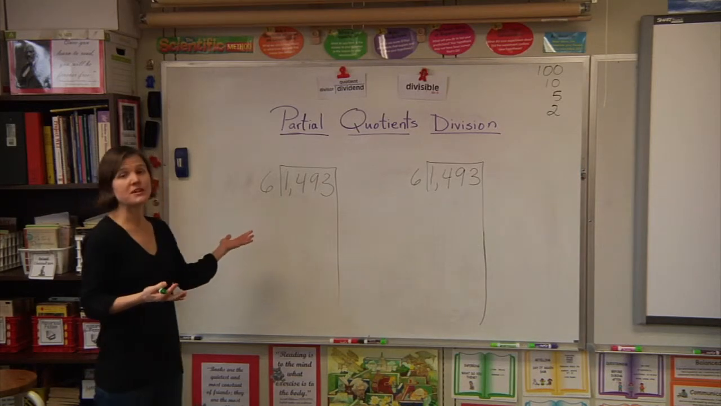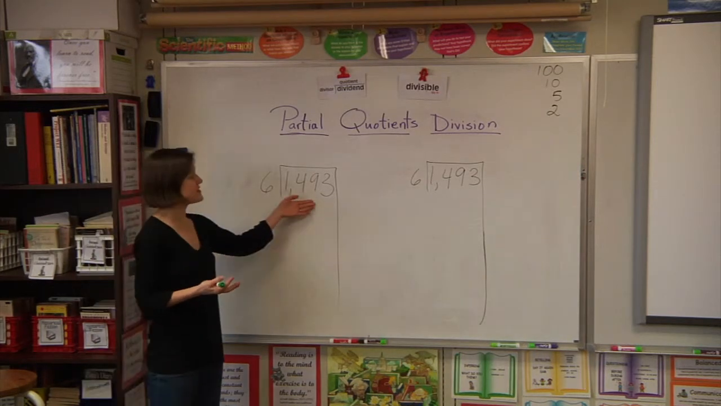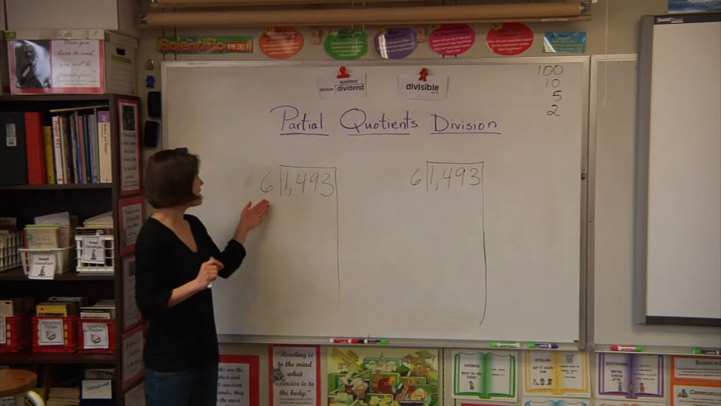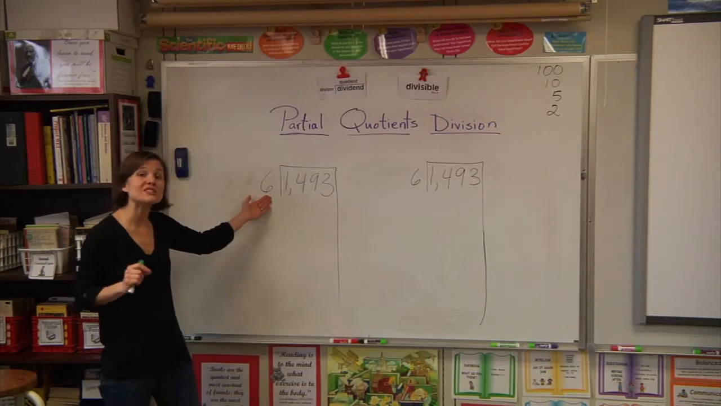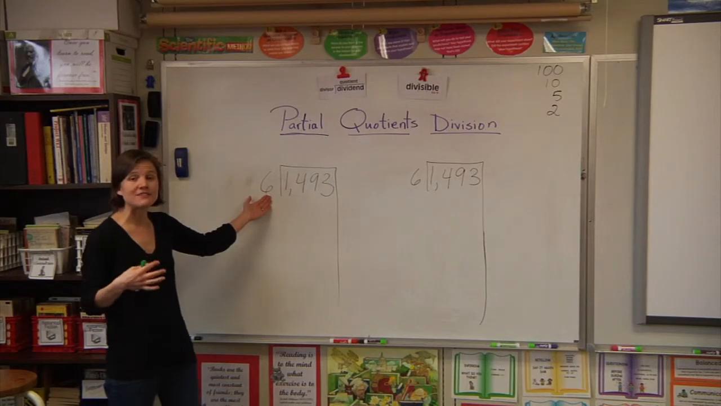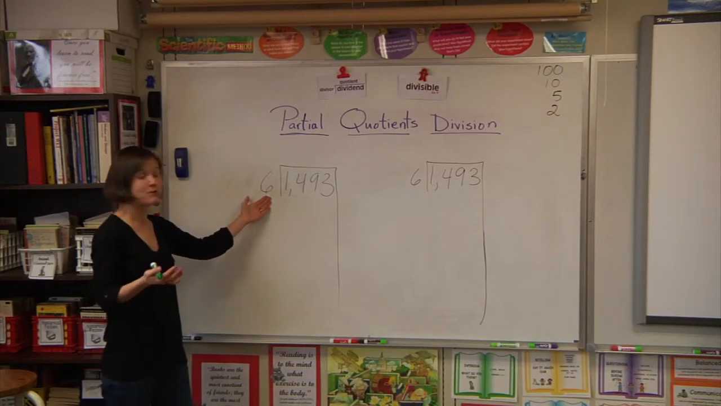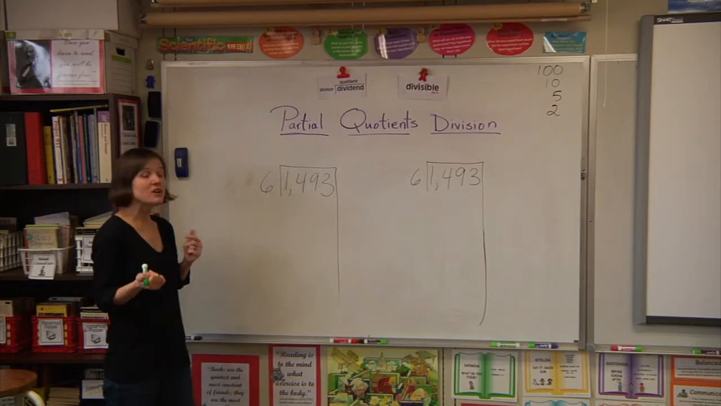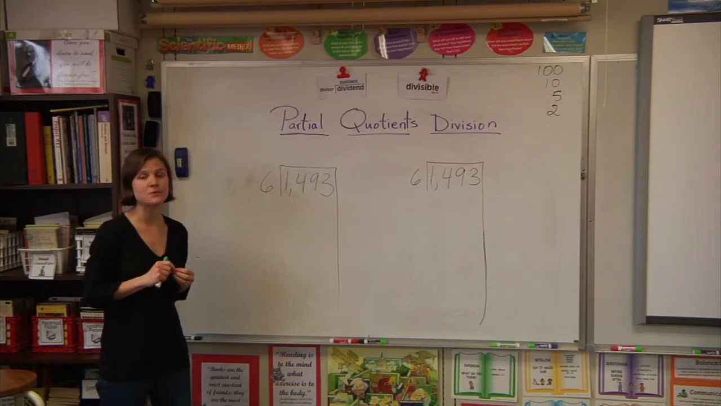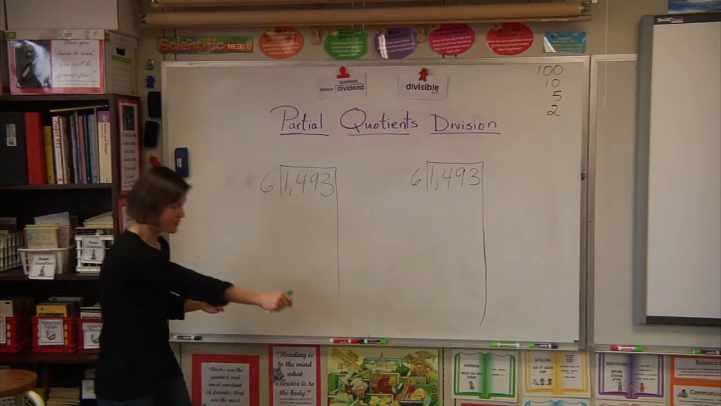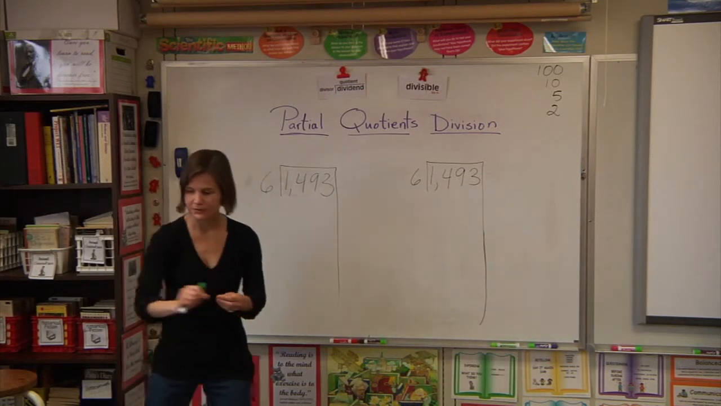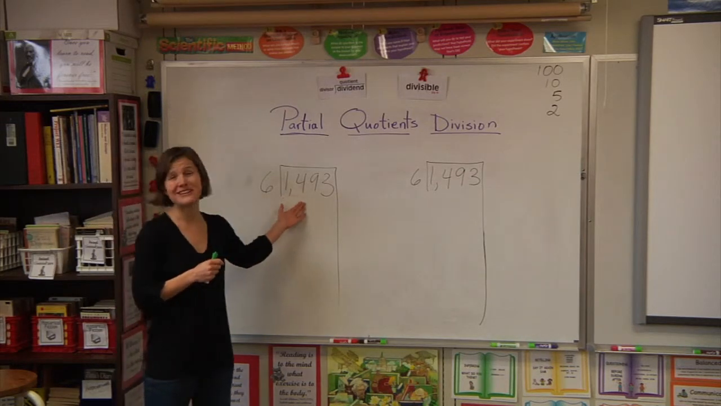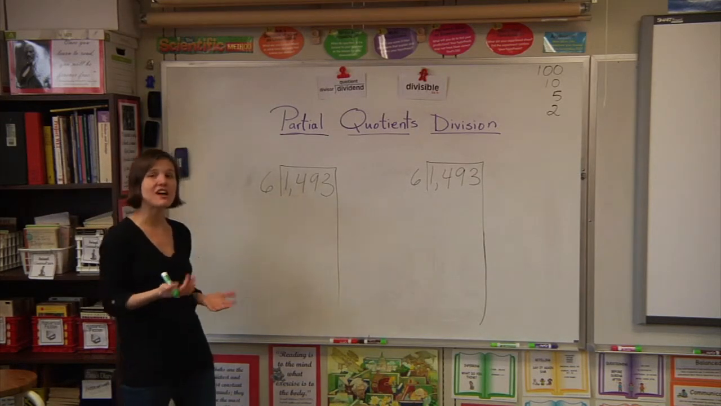In this case, we're going to pretend that 1,493 are actually individual M&Ms. And we've got 6 friends that we want to share the M&Ms evenly among, if we can do it. We'll see if we can. We could hand out those individual M&Ms one at a time. We could say one for you, one for you, one for you, one for you, one for you, one for me. But with 1,493 pieces, that would take a really long time.